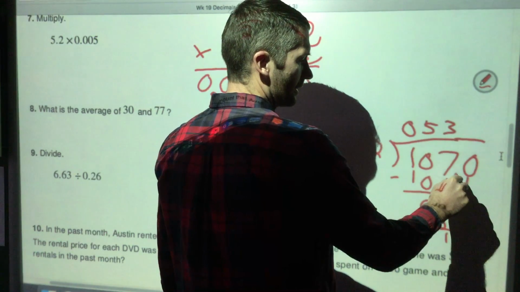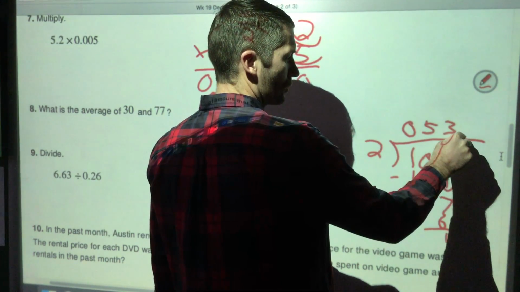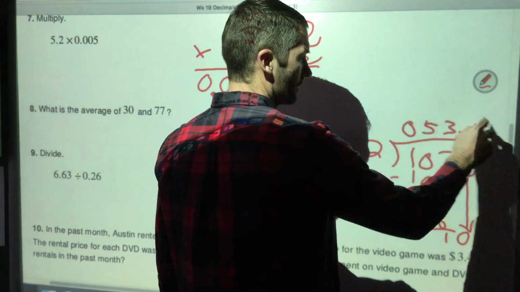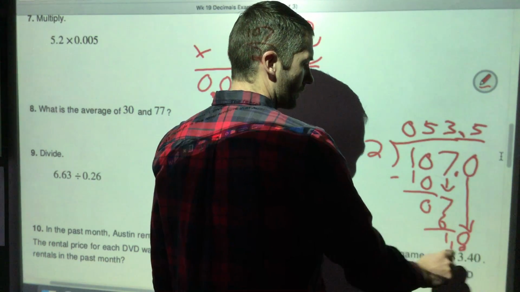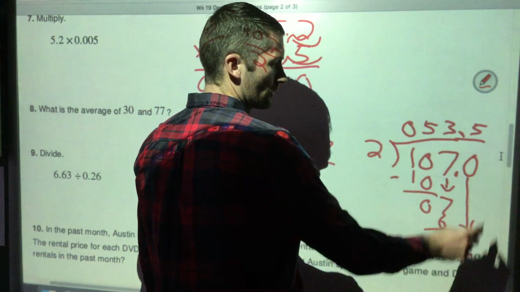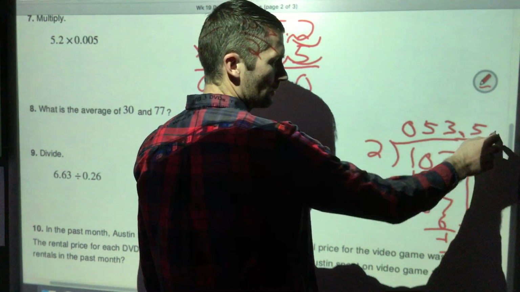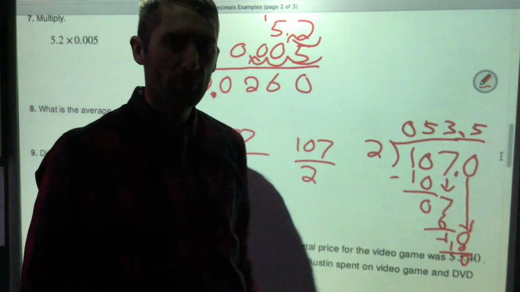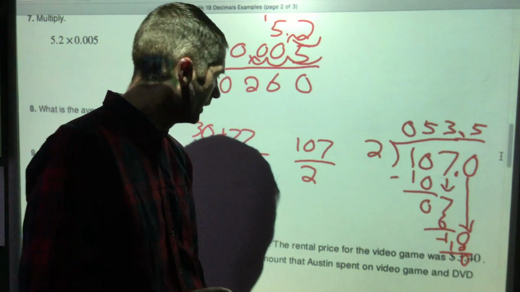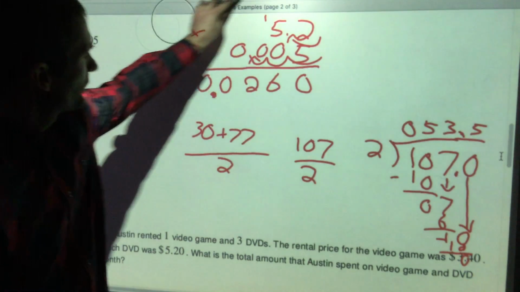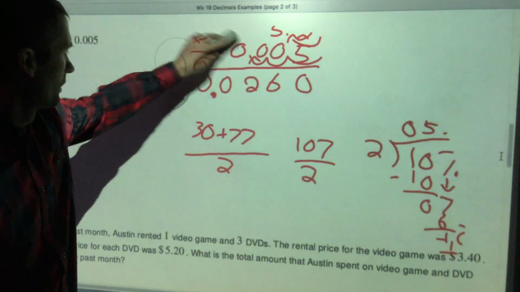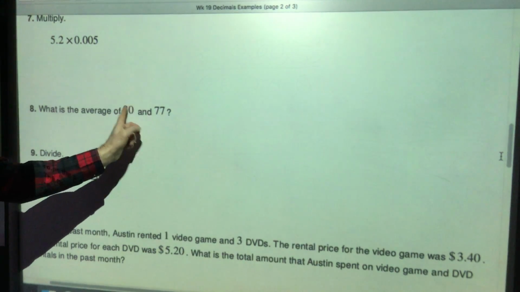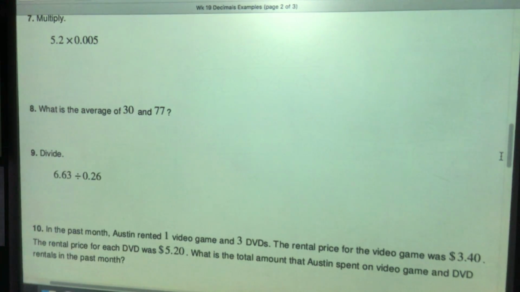So since I'm annexing that 0, this decimal comes straight up. Now 2 goes into 10 5 times. 2 times 5 is 10 with no remainder. So I could keep annexing zeros and keep going, but it's just going to be 0, 0, 0 forever. So the answer is 53.5. 53 and 5 tenths, which is the same as 53 and a half. Make sure it makes sense. 53 and a half, yeah, it's halfway between that.